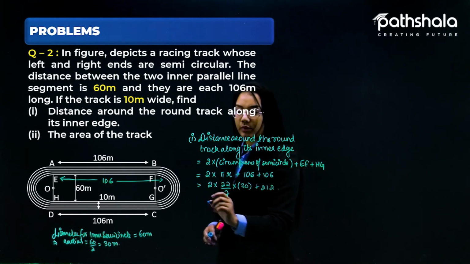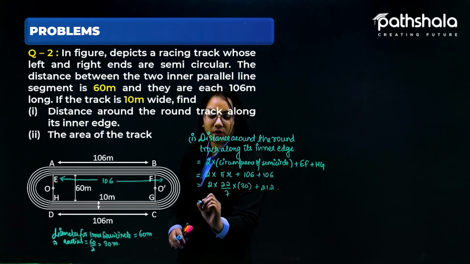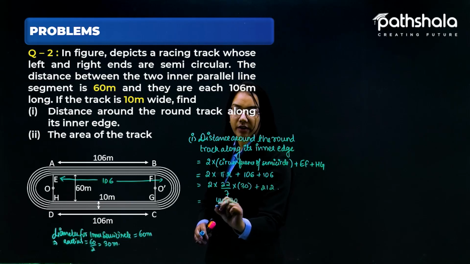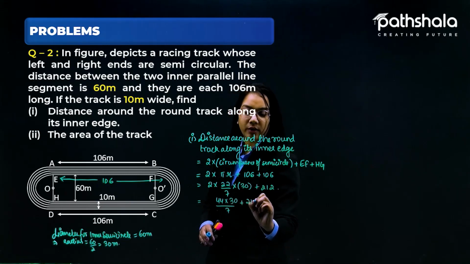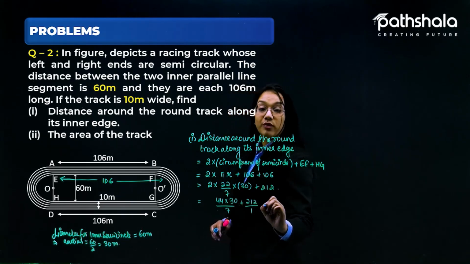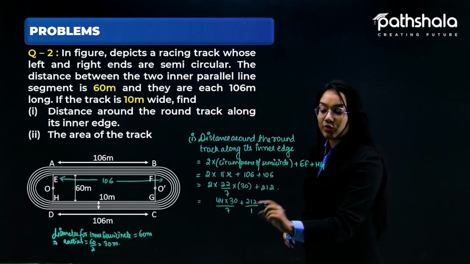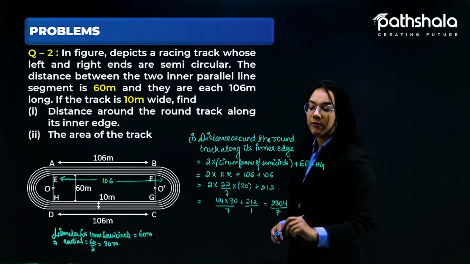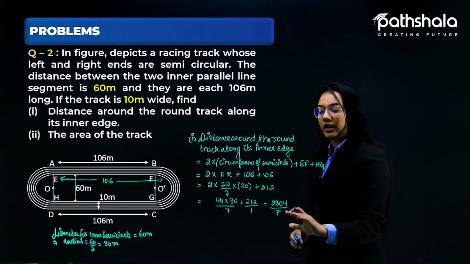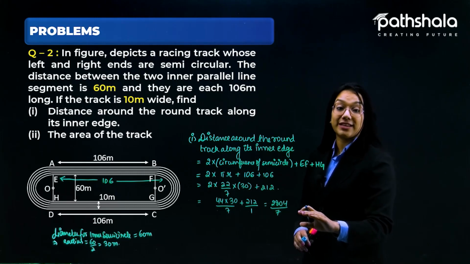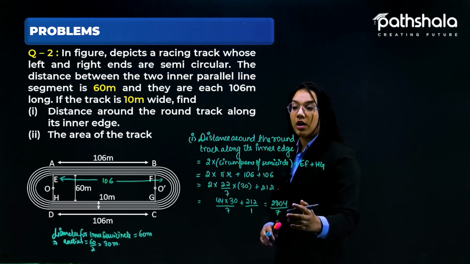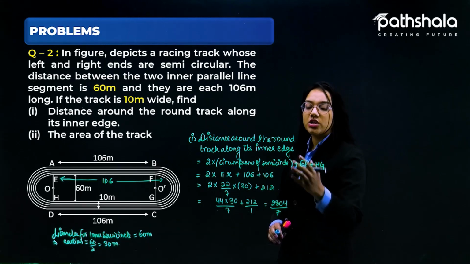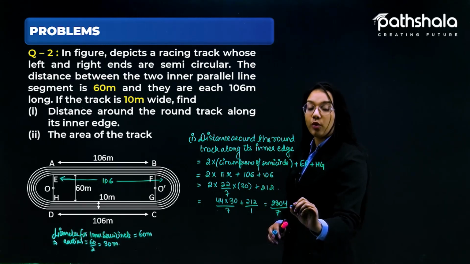This would be 212. Now again, let's sort it out. This would be 44 into 30 divided by 7, plus 2, 1, 2 and 1. When you take the LCM of all these values and sort them out, you will get the answer as 2804 by 7, and hence this is the distance around the round edge along its inner edge. So this is 2804 by 7 meters.